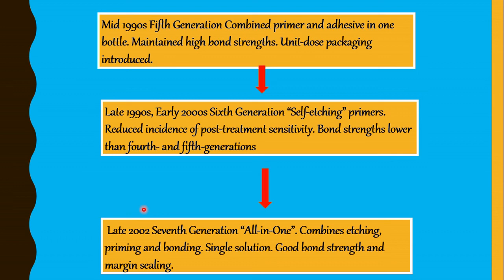And in 2002, the seventh generation, that is all in one, where the etching, primer and bonding agent were combined into one single bottle, and they have a single solution. So they provide good bond strength and margin sealing capability. So in this way the evolution of the bonding agent came into place.